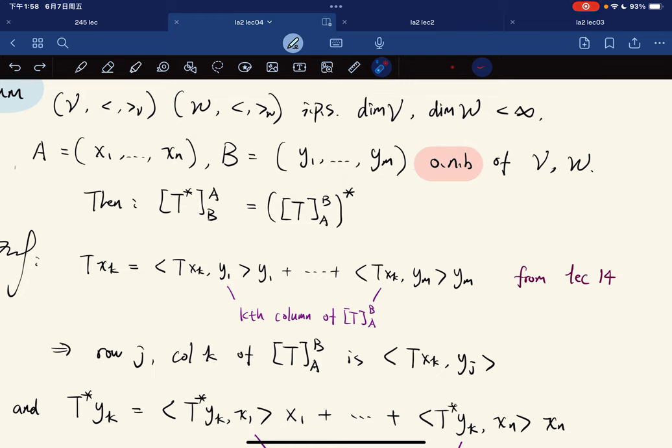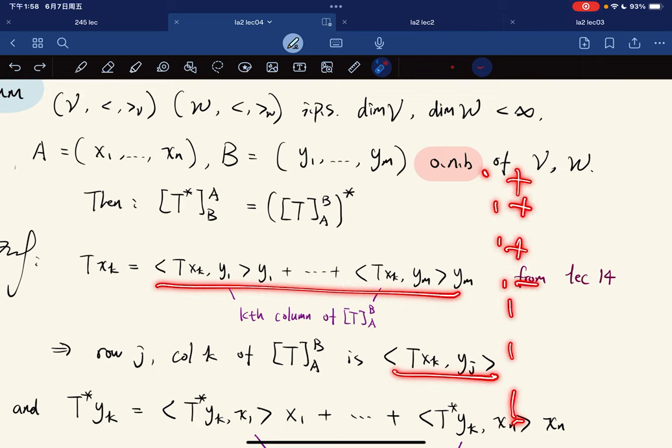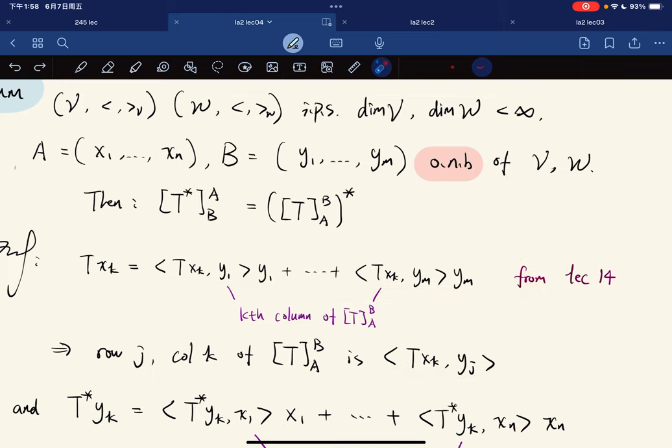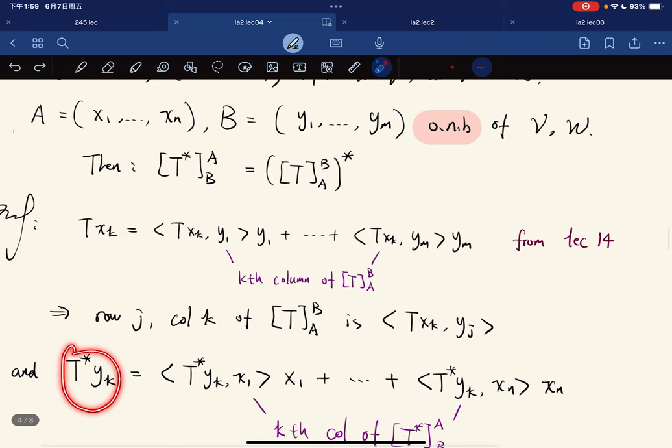Which means that the kth column and the jth row, the jth row should be what? T xk yj. Because if you think about it like that, right, you're presenting it as the sum of the coefficients. And the jth entry should be the jth coefficient, which is T xk yj. Right? Okay, now we finished computing this. Now we compute the other side.